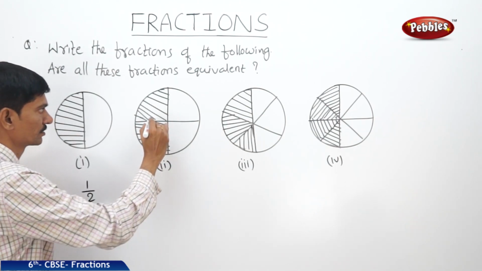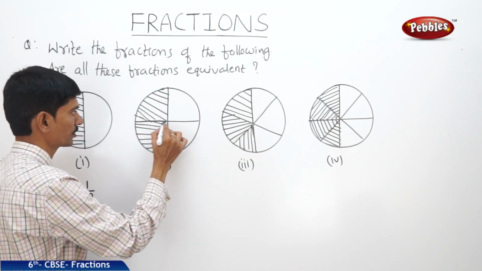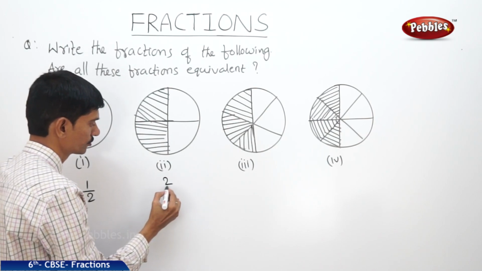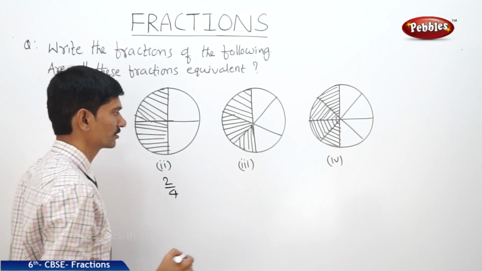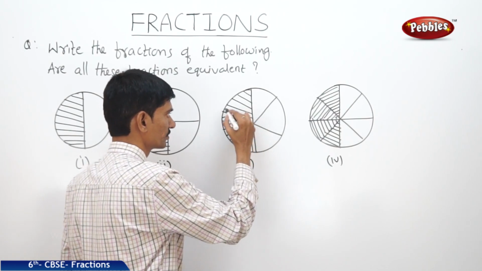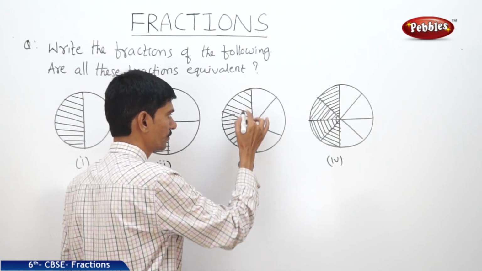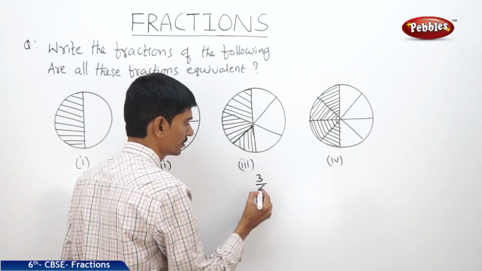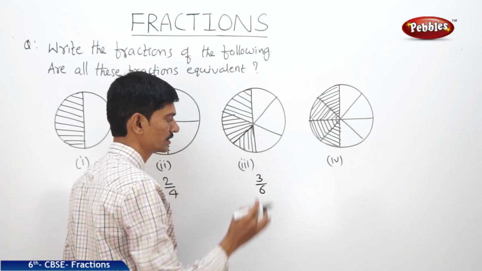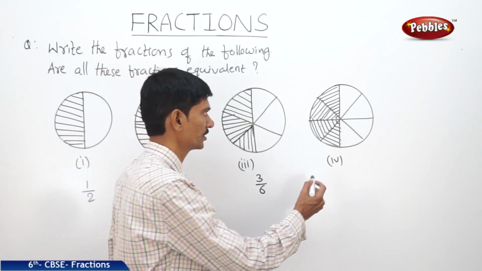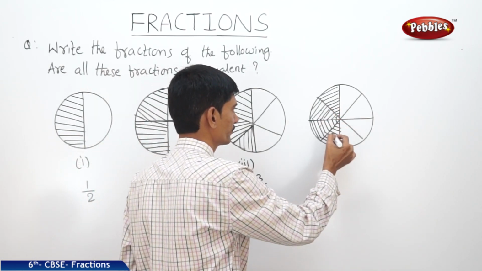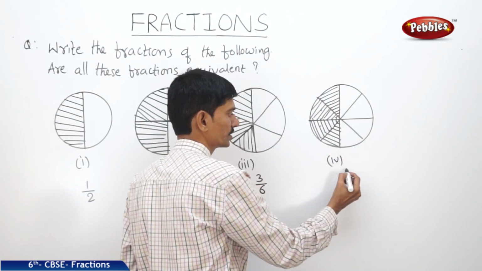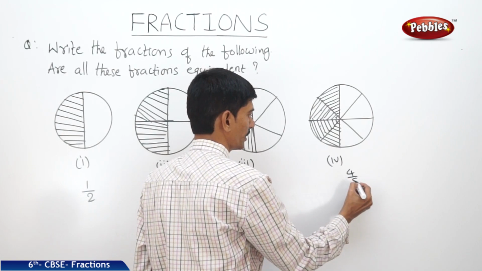And in the second case, there are four parts. Out of these four parts, two parts are shaded. So we can represent it by 2 by 4. In the third case, there are six parts. Out of six parts, three parts are shaded, so we can represent it by 3 by 6. In the fourth case, 1, 2, 3, 4 parts are shaded out of 8 equal parts, so we can represent it by 4 by 8.